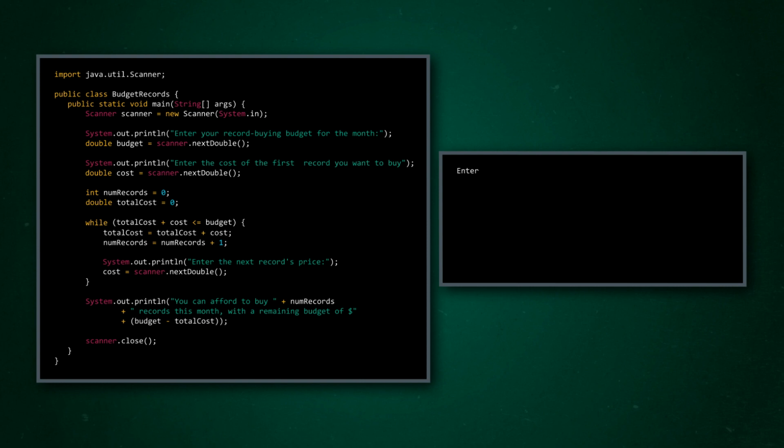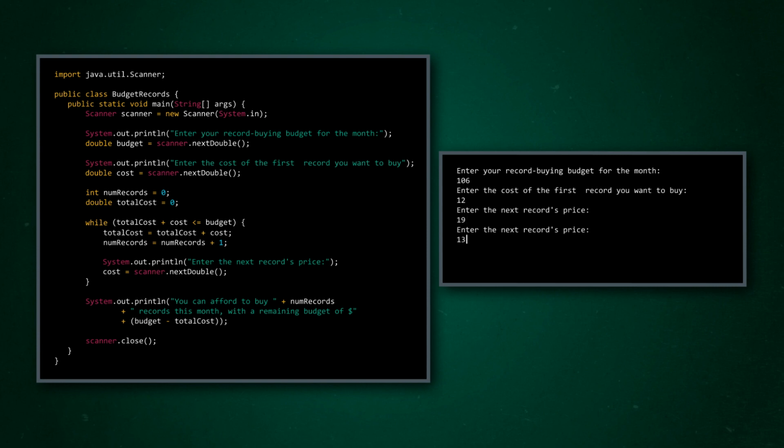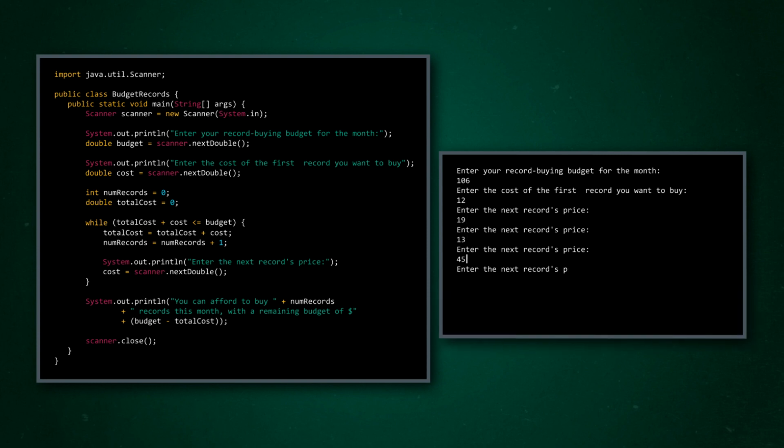Let's test it out. Amira executes her code and inputs her budget for the month, which is $106. She then enters $12 as the price of the first record she wants to buy. 12 is comfortably less than 106, so the while loop begins to run. As the loop starts looping, she adds a record that costs $19, another that costs $13, then another that's $45, $7, and then $13 again.